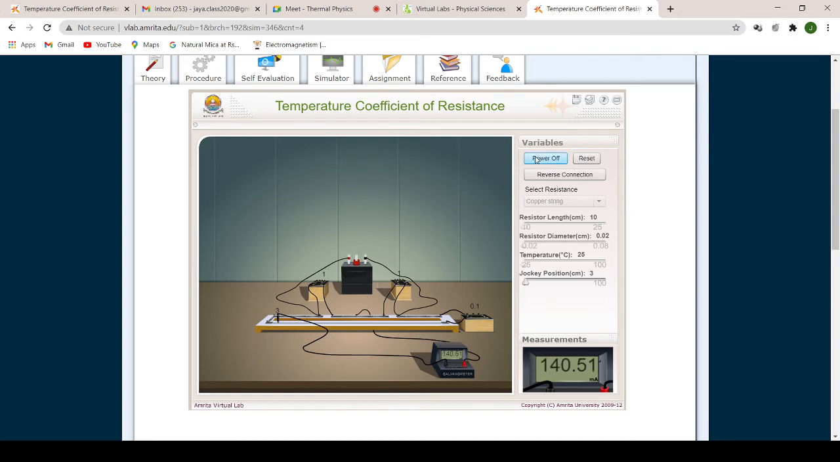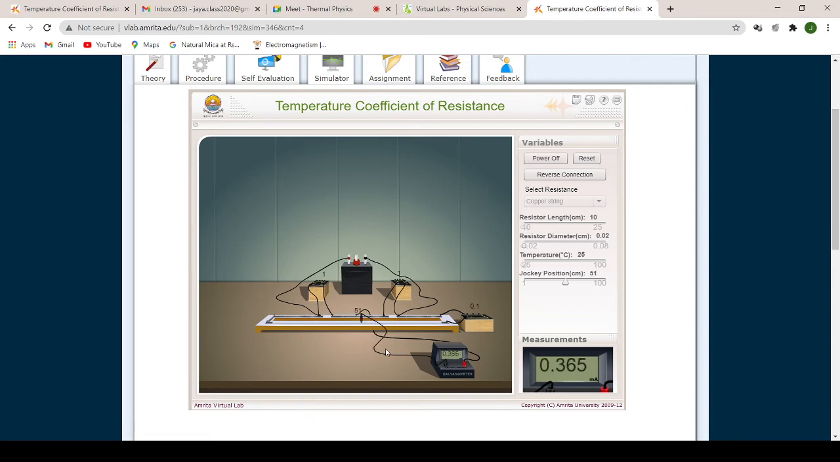Now switch on the power. If you see, the jockey is on the left side. Reading on the galvanometer is positive. Now move the jockey onto the right side. What is the reading? It is minus. So your connections are correct. Anyway, the connections have to be correct because you have not made any changes, but just cross checking it. Now you take the jockey back and keep moving the jockey till you get the reading on the galvanometer as 0.